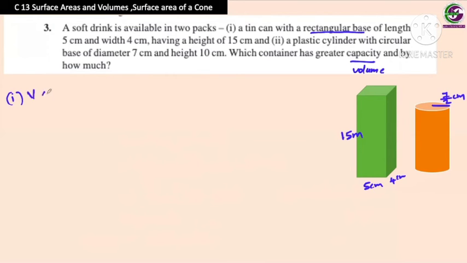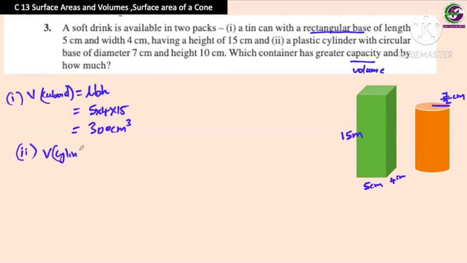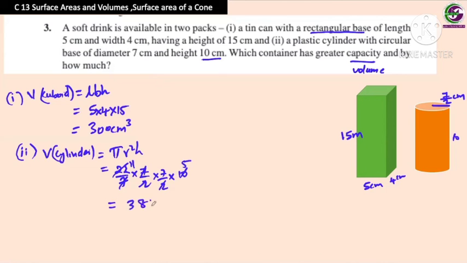So volume of cuboid is, do you remember the volume of the cuboid? Excellent. That is LBH, which is equal to 5 times 4 times 15, which is 300 centimeter cube. And from the second part, volume of the cylinder is equal to pi r square h, which is 22 by 7 times radius 7 by 2, squared, times height. Height is 10 centimeter. Which will be 385 centimeter cube.